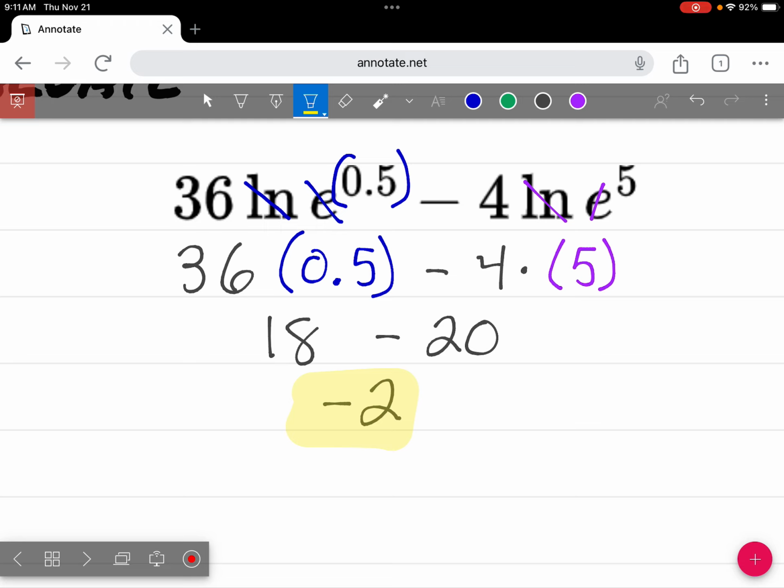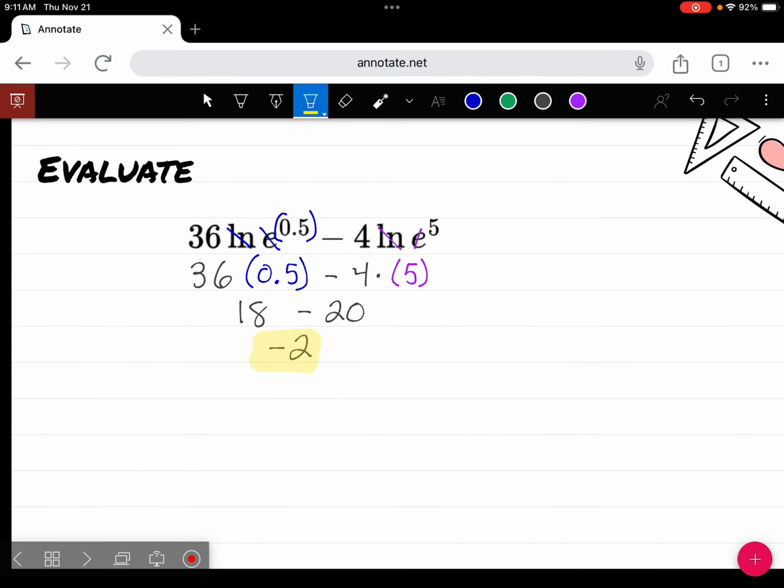Okay, so evaluating statements sometimes use properties, sometimes they don't. Just be careful with which pieces you look at, okay? What we're going to focus on mostly today is using those log properties we had on that first page to do some expanding and condensing.